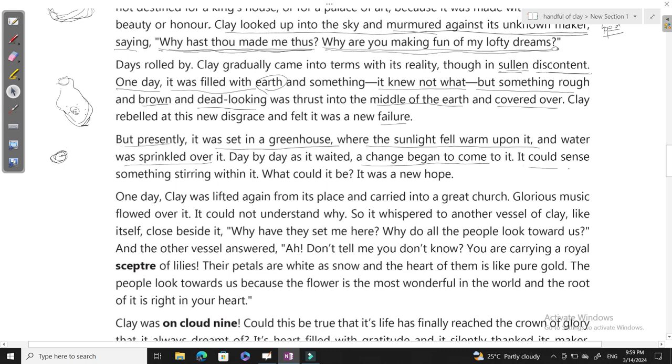It could sense something stirring within it. The seed in the soil has started sprouting. What could it be? And the clay was surprised. It was a new hope.